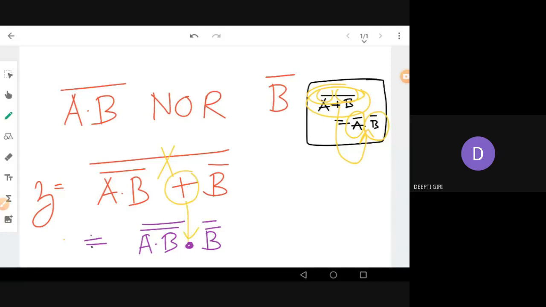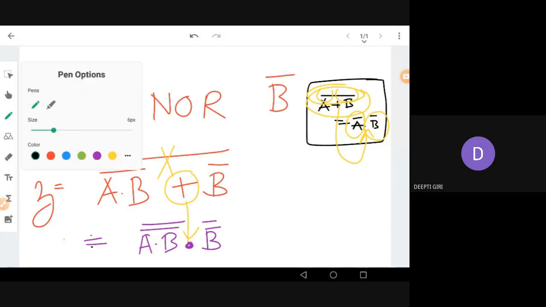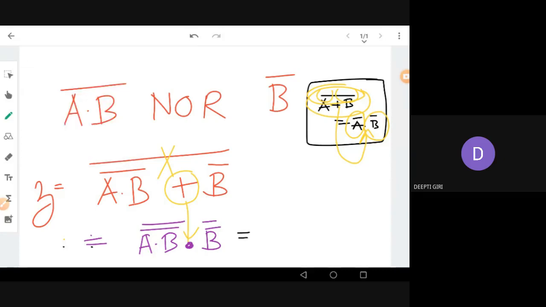Again, if we simplify it, what will happen? Again, these two bars can cancel out. So this A bar whole bar is nothing but A. If we put two NOT gates, the logical value doesn't change. So then into what? B double bar, again B. So what will we get? This is nothing but an AND gate.